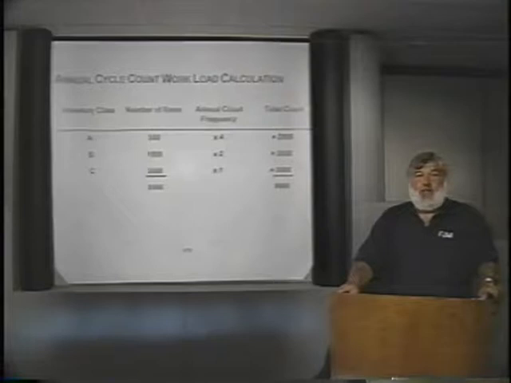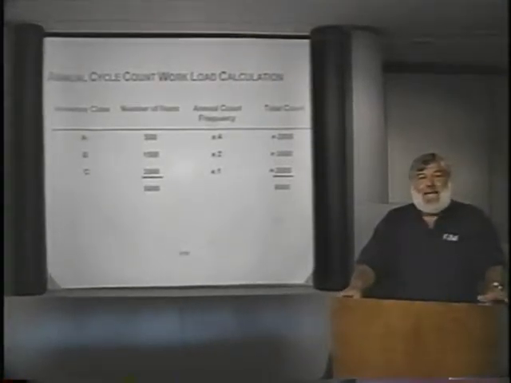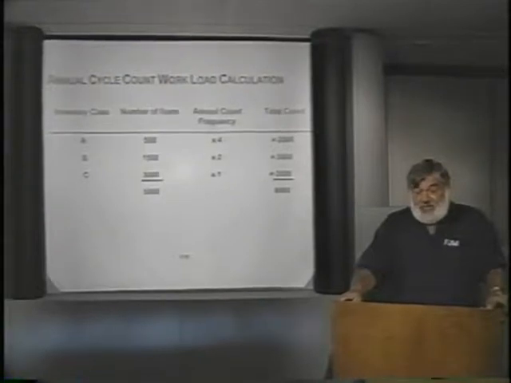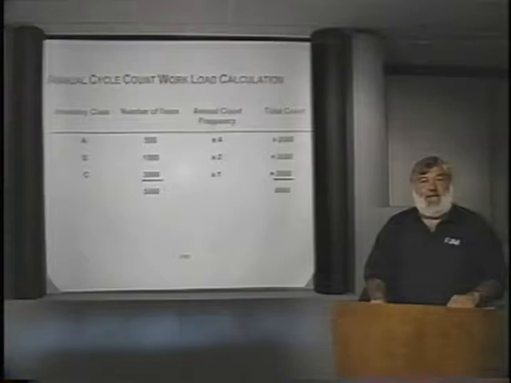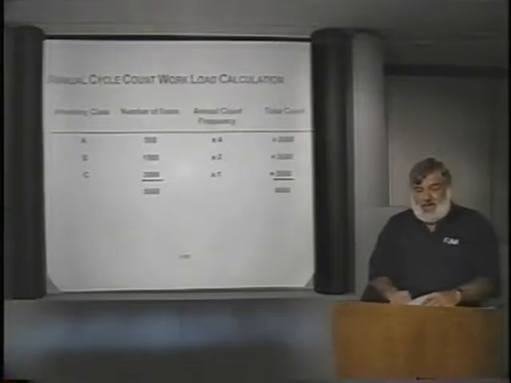Now remember, all parts are not in the stockroom all the time. This is maximum number of counts. So in this case, I have a maximum of 2,000 A counts, 3,000 B counts, 3,000 C counts, or a total annual of 8,000 projected counts.